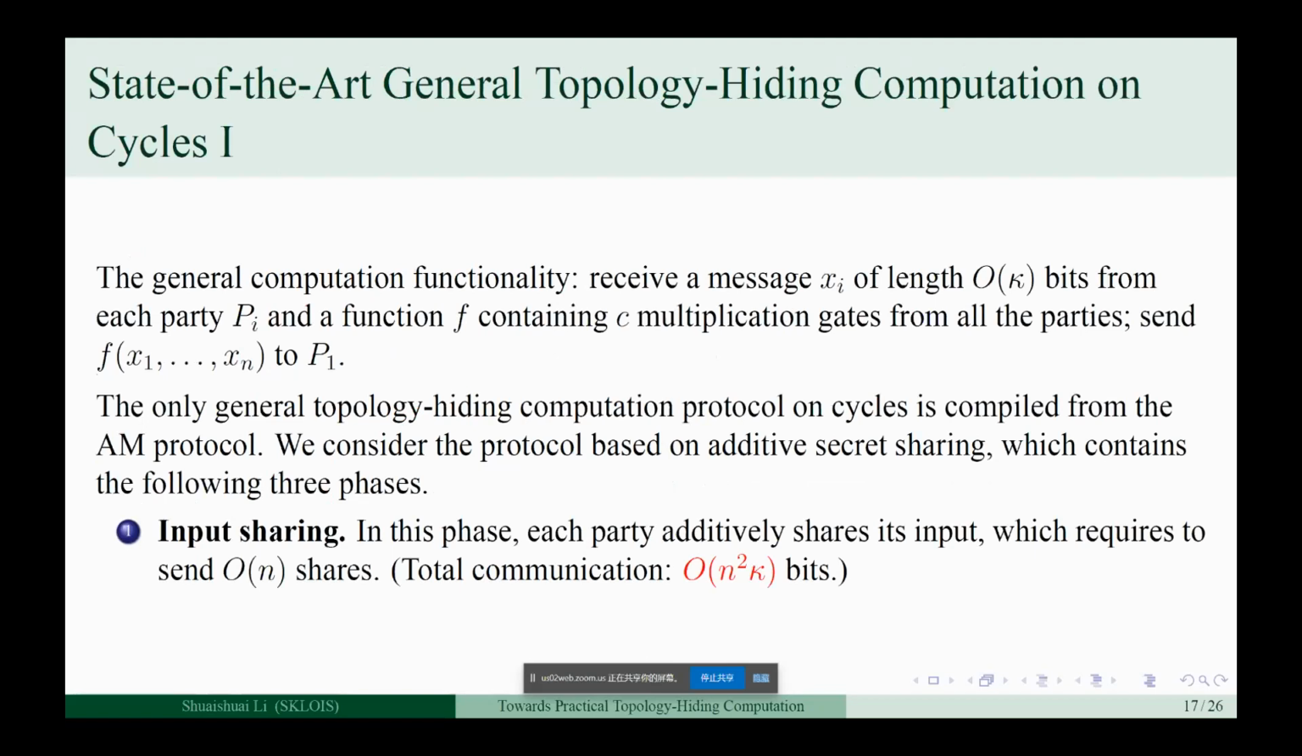Now, let us consider the general computation functionality. As before, the only general topology hiding computation protocol on circles is compiled from the AM protocol. We consider a general computation protocol based on additive secret sharing, which contains three phases. In the input sharing phase, each party additively shares its input, which requires sending O(n) shares. The total communication cost of the input sharing phase is O(n) squared times kappa bits.